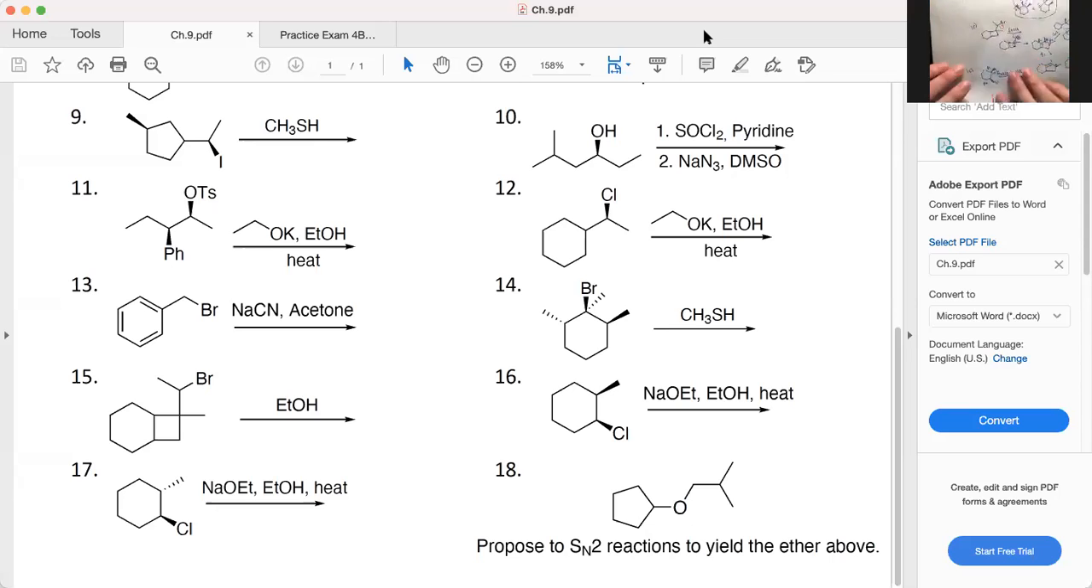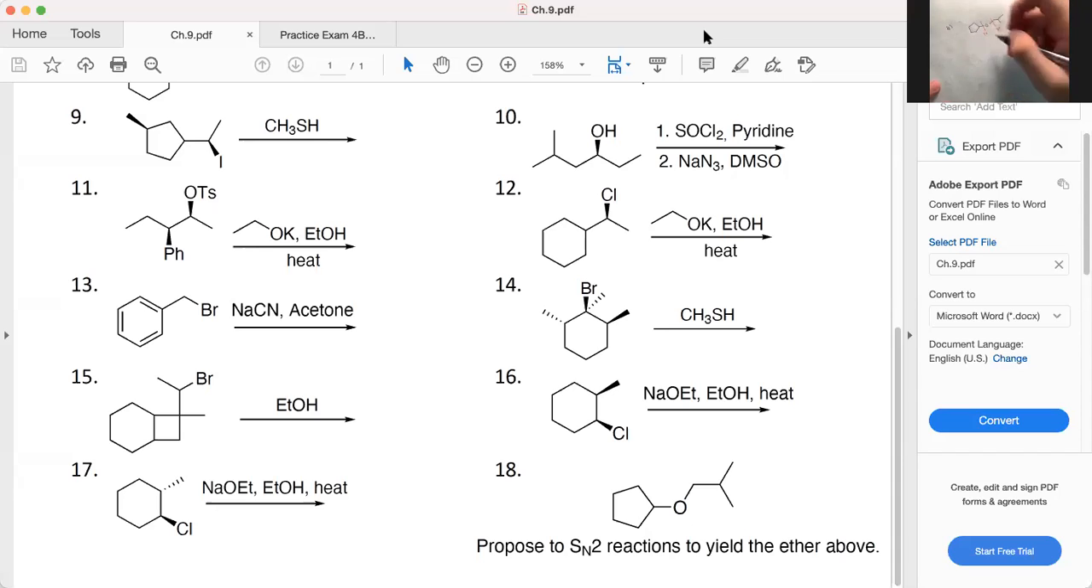All right, and then let's move on to 18, the last one on this worksheet. So we have this structure, and we want to propose two SN2 reaction pathways. So I can see, what if I cut here, 1, and what if I cut here, 2? So let's break that down.